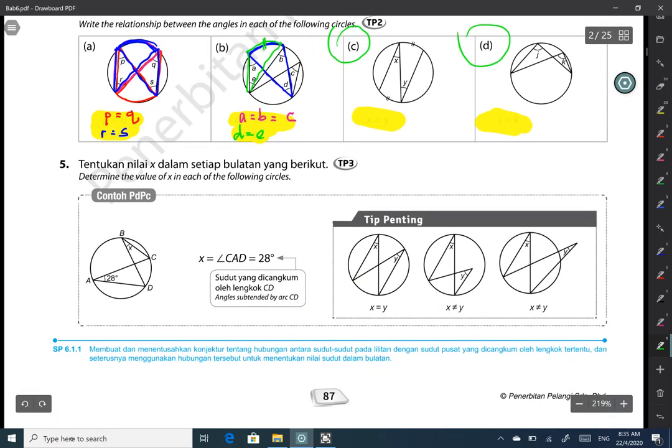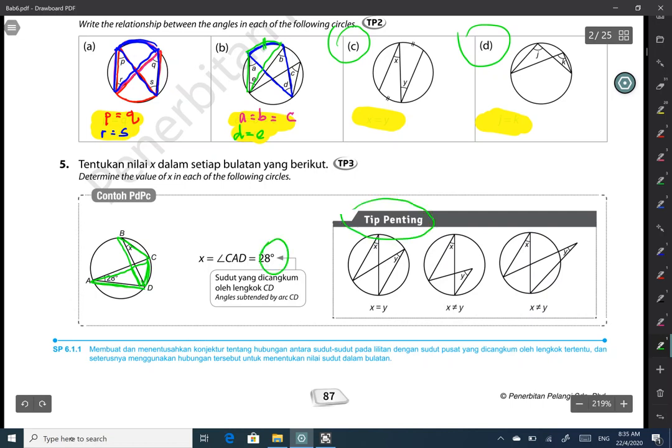Question 5. Determine the value of X in each of the following circles. Before we go to the question, we see that. What is the value of X? X is from this arc, and the angle is the same as this one, from the same arc. So that's why we get 28.